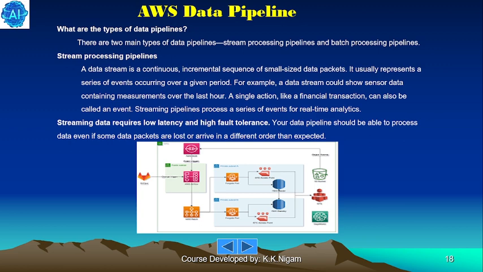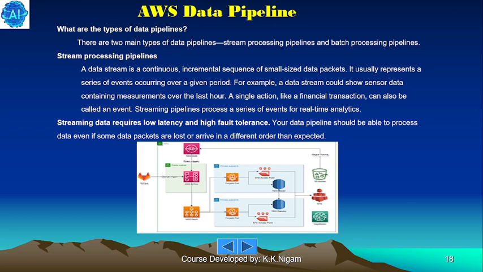That is, the stream processing pipelines. A data stream is a continuous incremental sequence of small-sized data packets. It usually represents a series of events occurring in a given period. For example, a data stream could show sensor data containing measurements over the last hour. A single action, like a financial transaction, can also be called an event. Streaming pipelines process a series of events for real-time analytics.